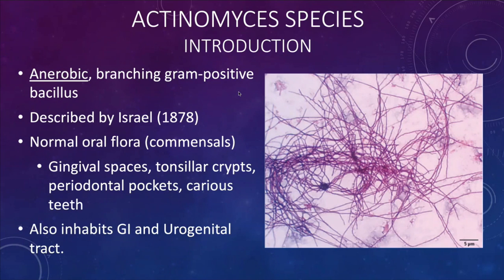So as I said, Actinomyces shares a lot of similarities and differences. It is also, as I said earlier, a branching gram-positive bacillus. And it was described by Israel in 1878, and that's the reason why the most common species causing human disease is called Actinomyces israelii, right? So unlike Nocardia, Actinomyces is part of the normal flora. It is a commensal, and it prefers places like gingival spaces, tonsillar crypts, carious teeth, for example. So if you have cavities, you can harbor Actinomyces within that carious tissue. It also tends to inhabit the GI and urogenital tract. So a big distinction to Nocardia, where the presence of any positive culture implies the possibility of human disease. Actinomyces can be in a culture from an expected location and not be considered pathogenic.